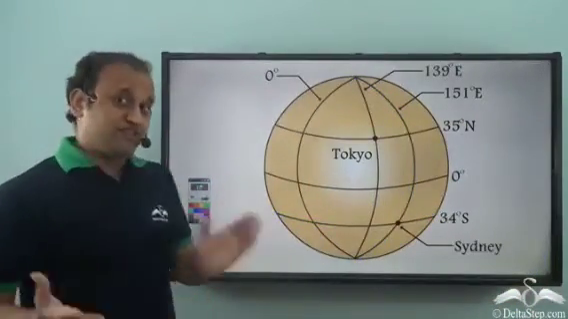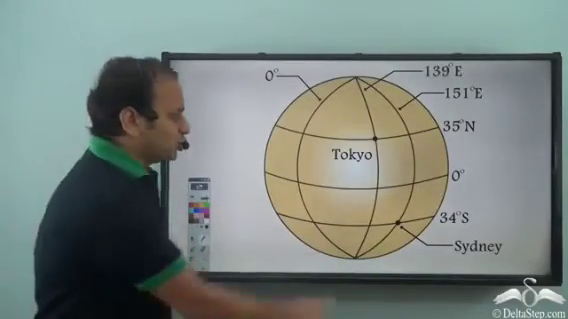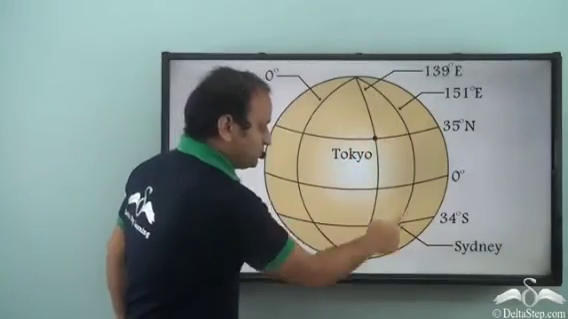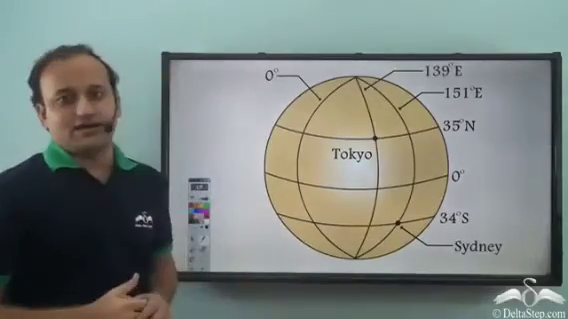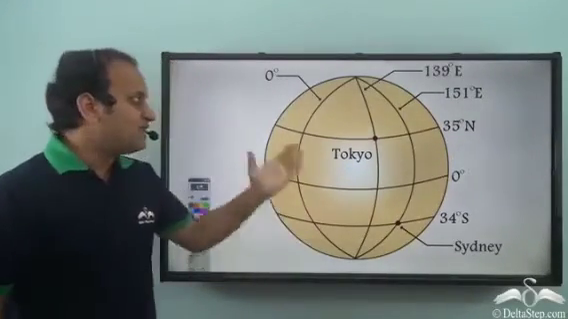So you see, with the help of latitudes and longitudes, you were able to locate two different cities in two different regions of Earth accurately. That is the magic of latitudes and longitudes. And that's why we have latitudes and longitudes all over the Earth.